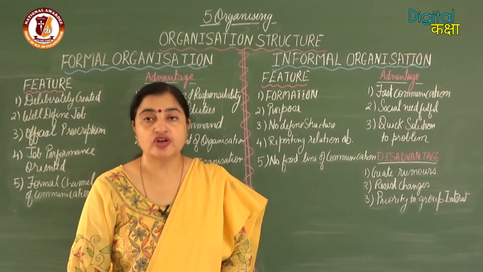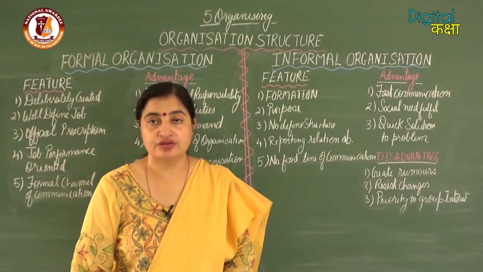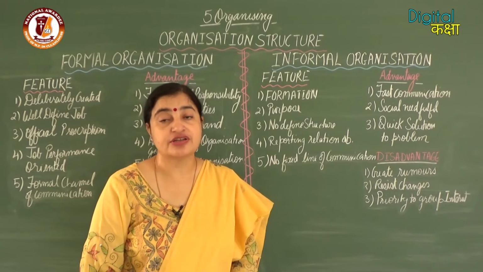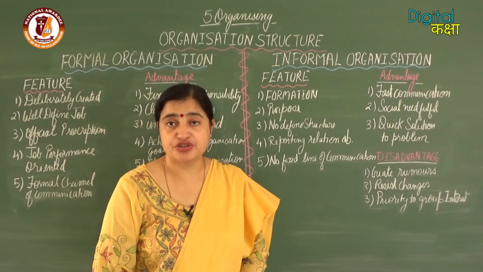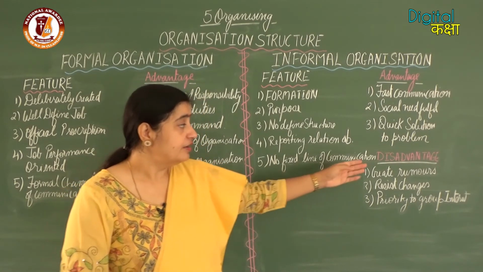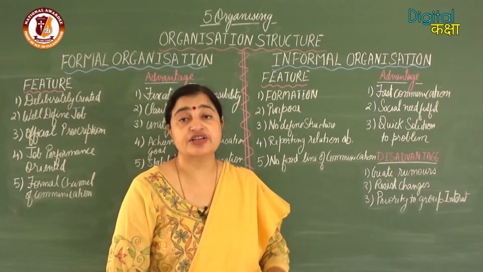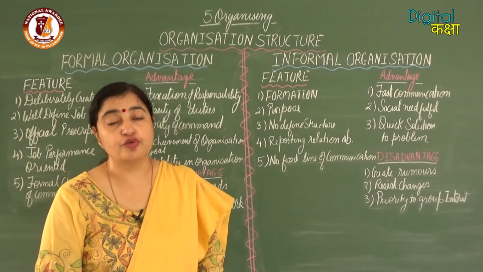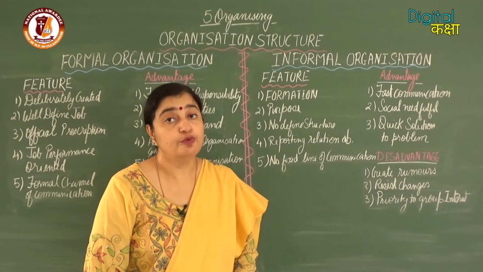Sometimes informal organization structure creates problems for the organization. See, that happens only when the informal organization structure becomes very strong and doesn't go with the organizational needs. So here, the disadvantages that the organization faces: first, creating rumors. Sometimes, because there is a fast flow of communication, even wrong information is floated very fast.